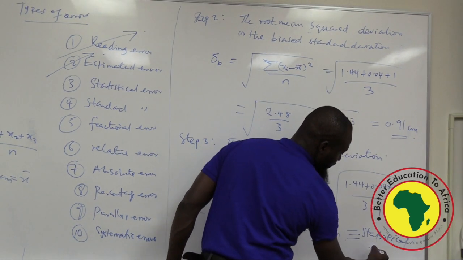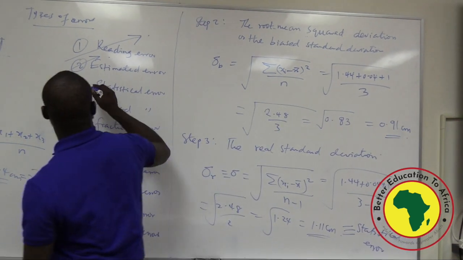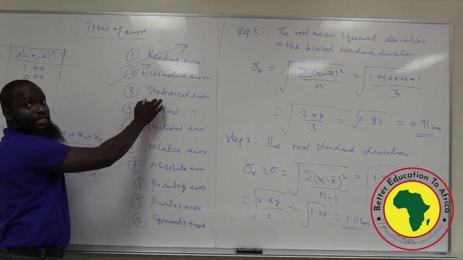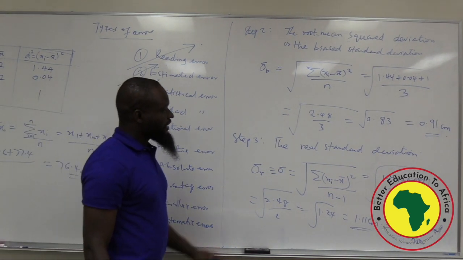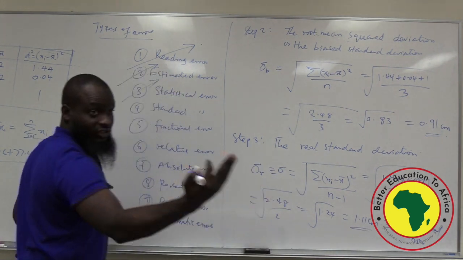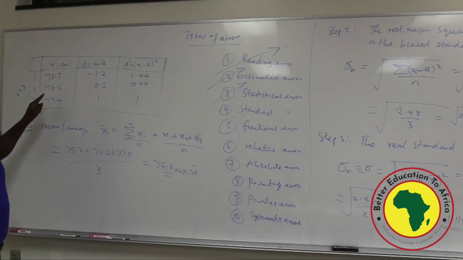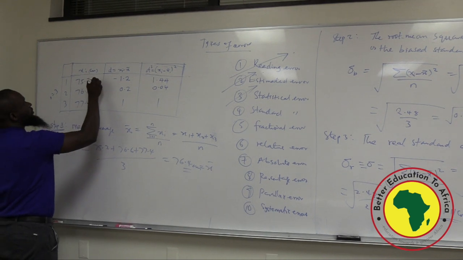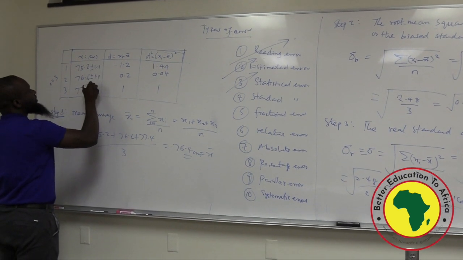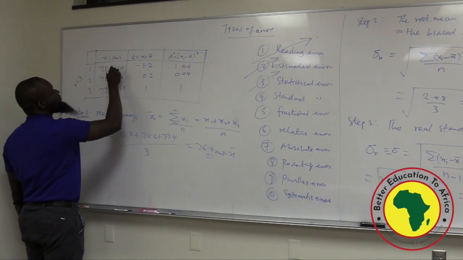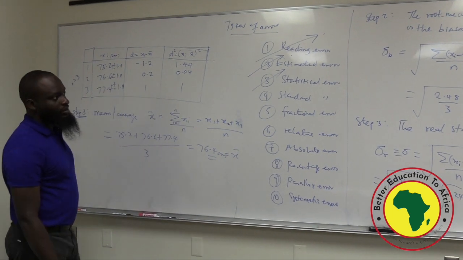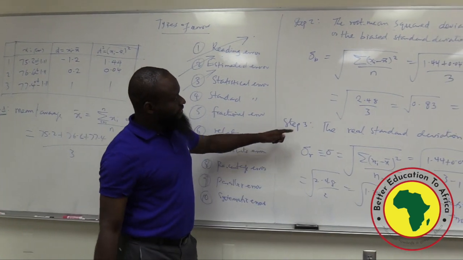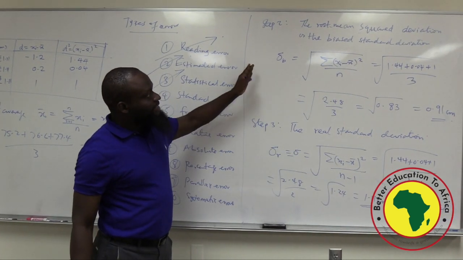So you see why I went through all of this, to explain what the statistical error, number 3 here, is. Statistical error is the error you can attribute to each of the readings. So this is plus minus 1.11, plus minus 1.11, plus minus 1.11. I'll put a 0 here. So you can attribute statistical error to each of the readings. This is the real standard deviation, and that is the biased standard deviation.